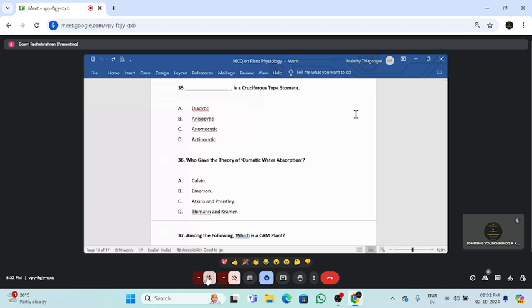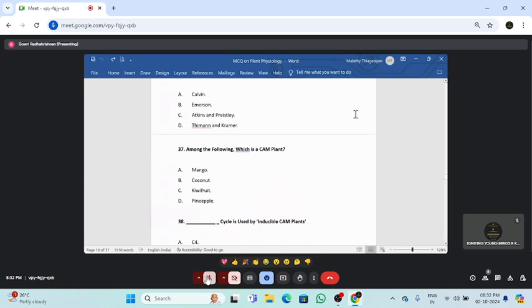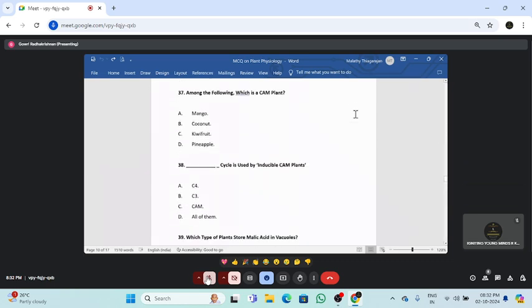Anisocytic. 36. Who gave the theory of osmotic water absorption? Atkins and Priestley. Option C. Among the following, which is the CAM plant? CAM plant. Option D. Pineapple.